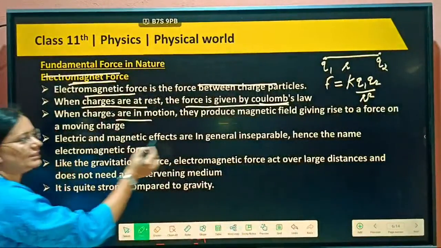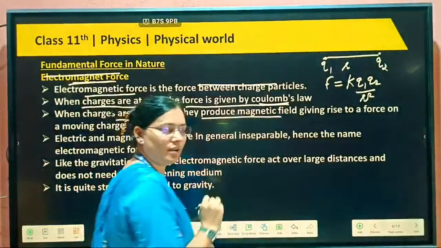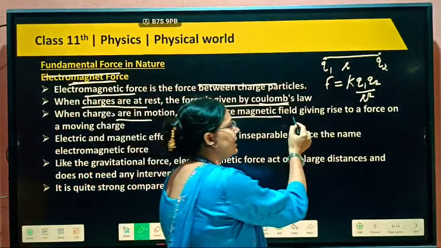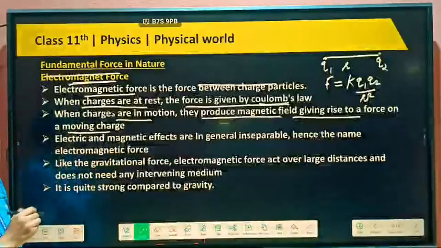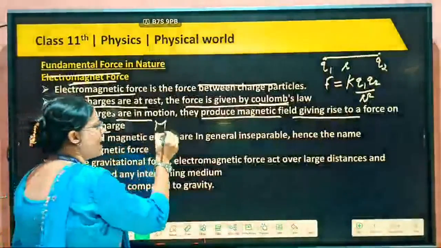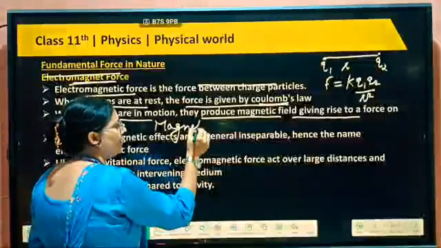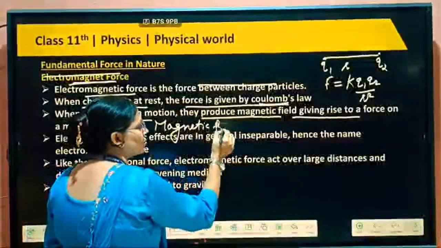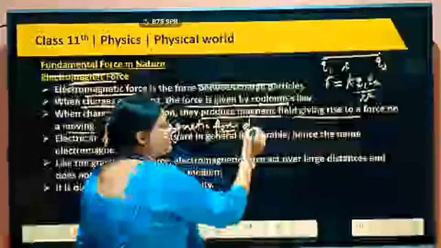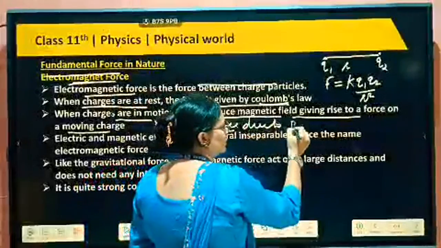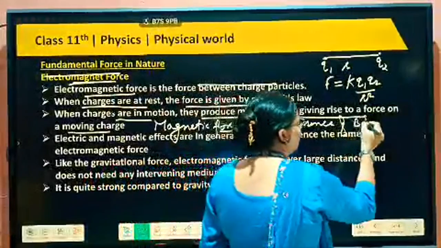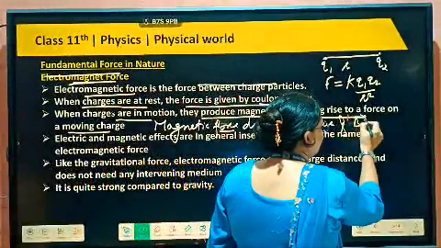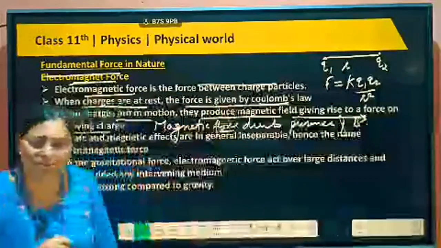If they are in motion, then they produce a magnetic field, and they give rise to a force on a moving charged particle, and this force is known as the magnetic force, due to the presence of the magnetic field. Magnetic field. Understood, everyone?